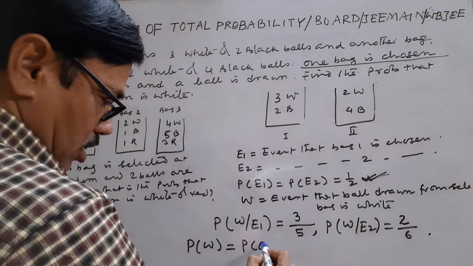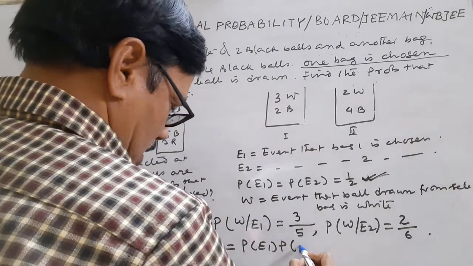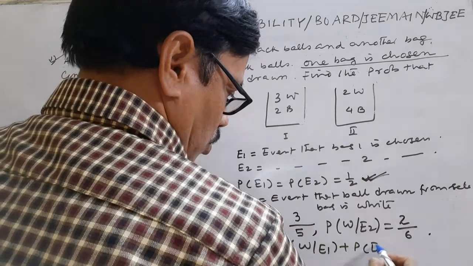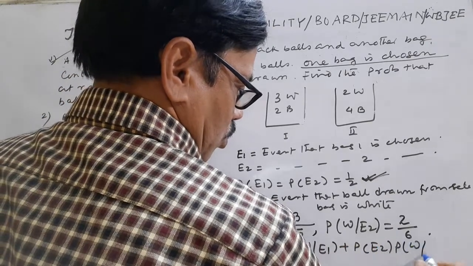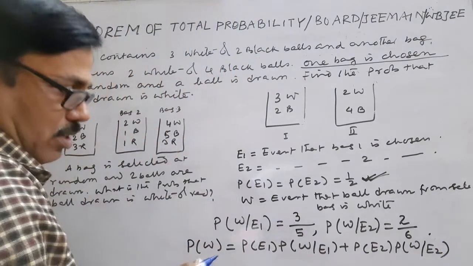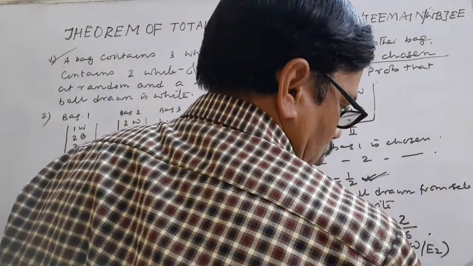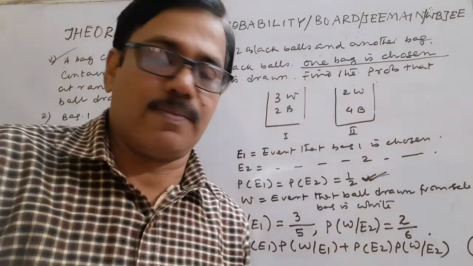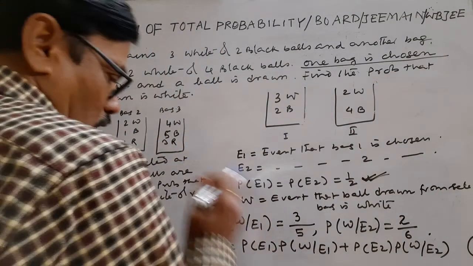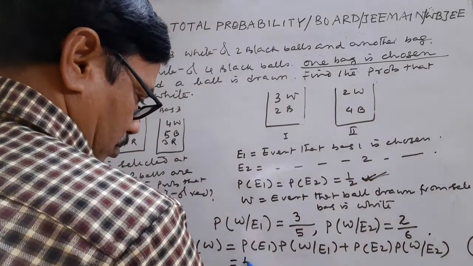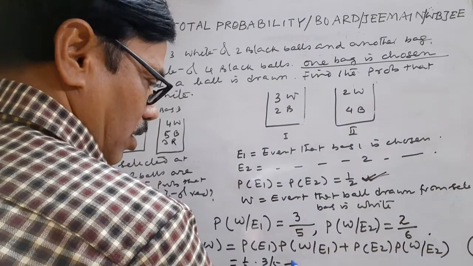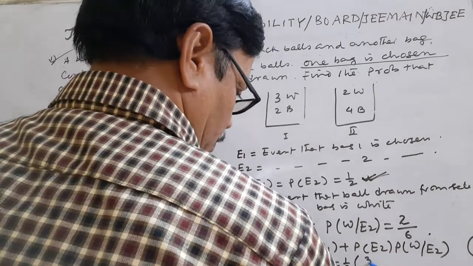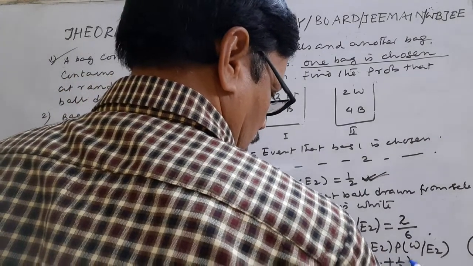So you must state the formula: PE1, P W by E1, PE2, PW by E2. For board exam, you must write this formula. This is half marks. Half marks is allotted for this. Now, put value of PE1. This is half into 3 by 5, half into 2 by 6. So, half common. 3 by 5 plus 1 by 3.